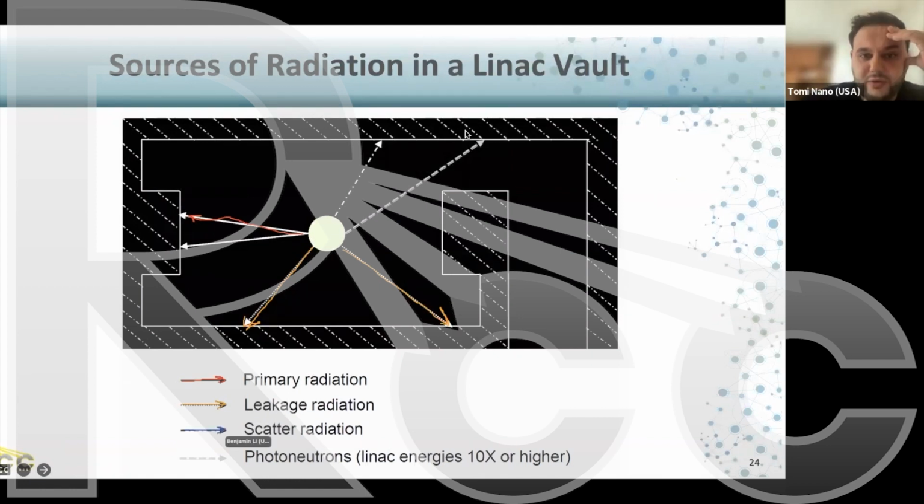Yeah, and I think over the next few slides, it'll be clear. What I mean by primary radiation is radiation that is coming out of the linear accelerator and might be incident on the wall directly. And that's what the red here that Ben drew is supposed to show. Perfect. And then, yeah, let me move on to the next slide.